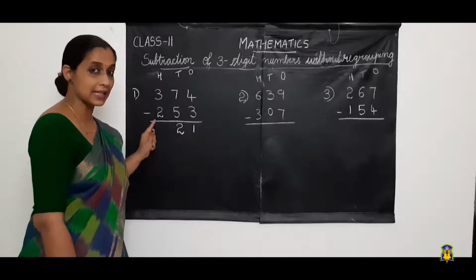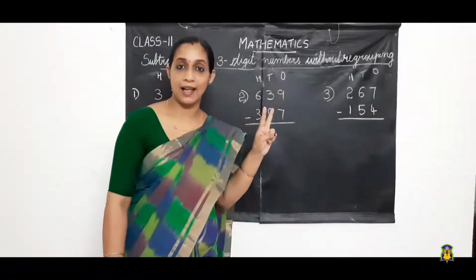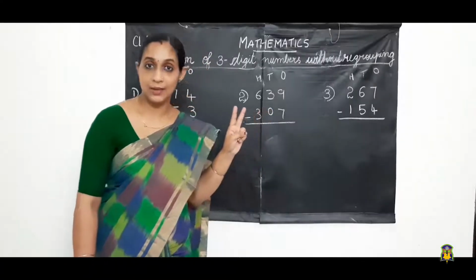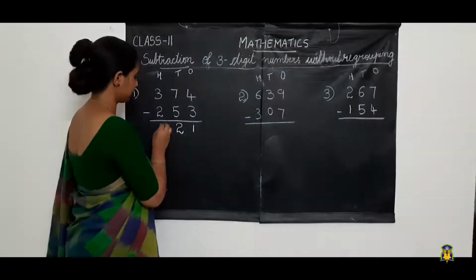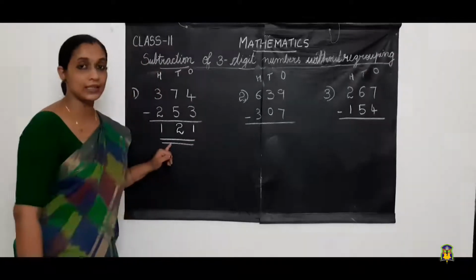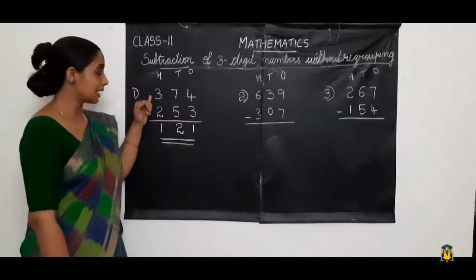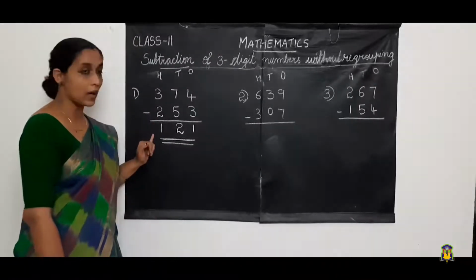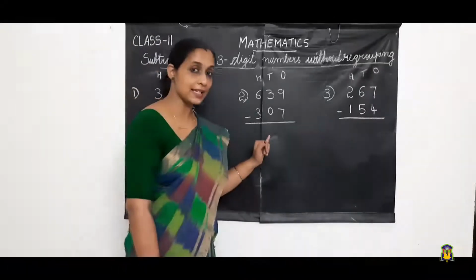3 is greater than 2. And how would you subtract? 3 in mind, 2 in hand. Backward counting. Don't forget we are doing backward counting. Before 3, 2, 1. So 121. This is called the difference. Okay. Difference between 374 and 253 is 121. Now, let's move on to the next question.